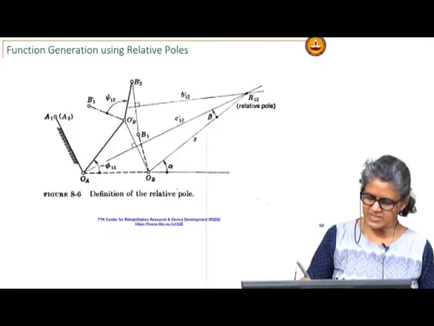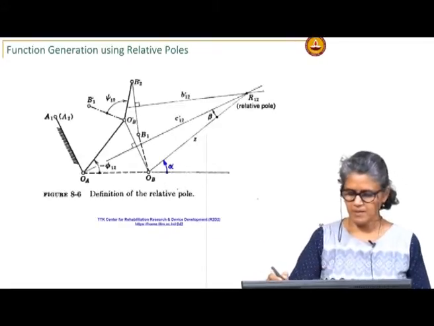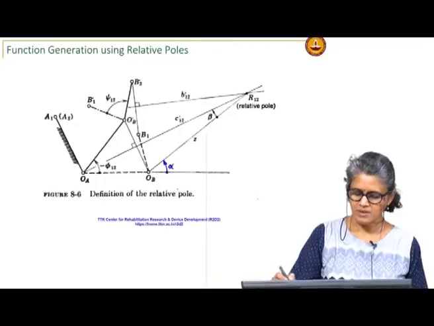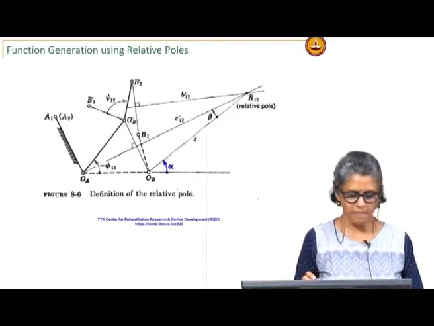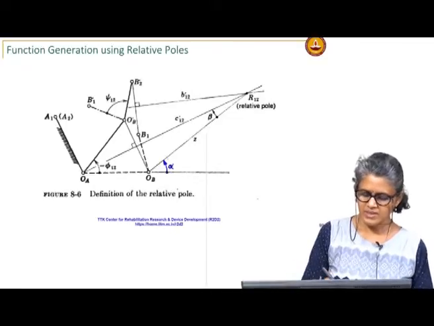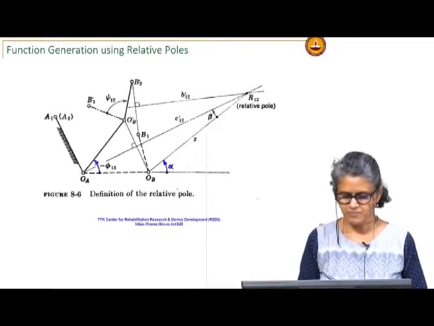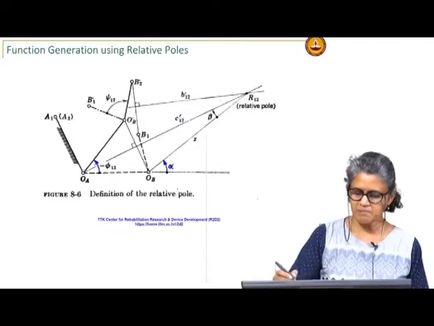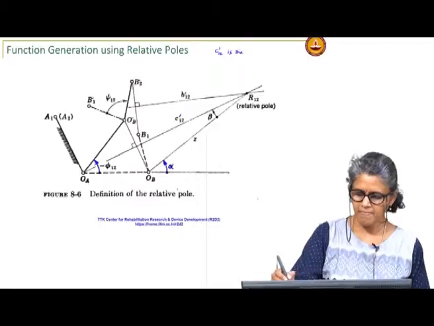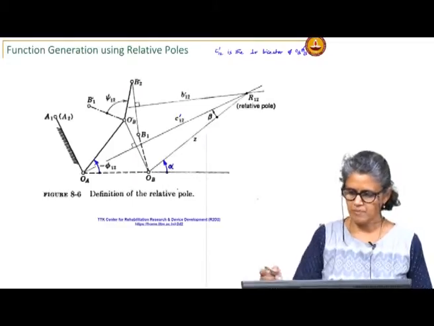So, let me call this angle alpha here. I have the line from OB to the relative pole, and let us say it makes an angle alpha. This angle here I know is minus phi 1 2, and OB B dash, this line here C dash 1 2, is the perpendicular bisector of which line? OB OB dash, probably not right.